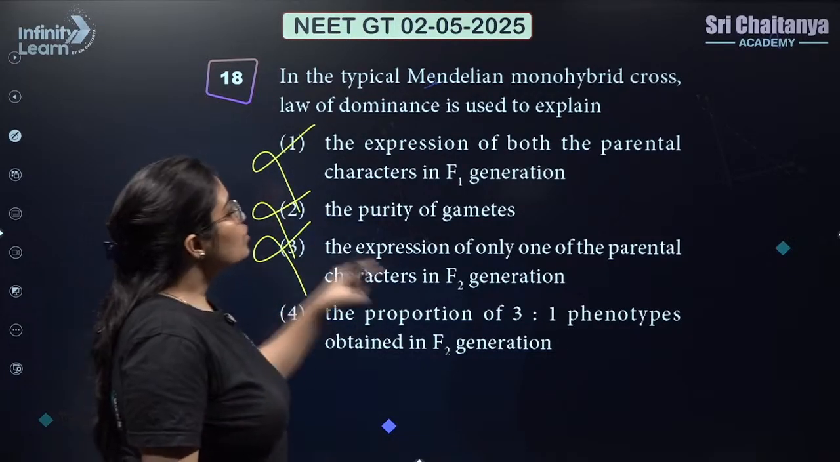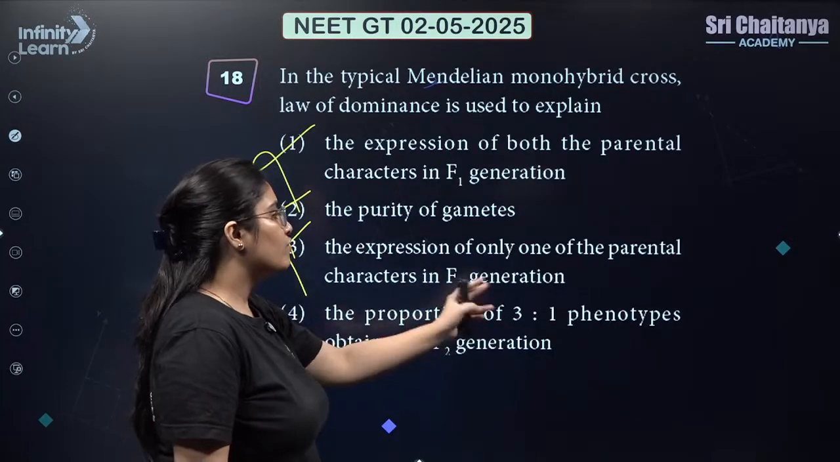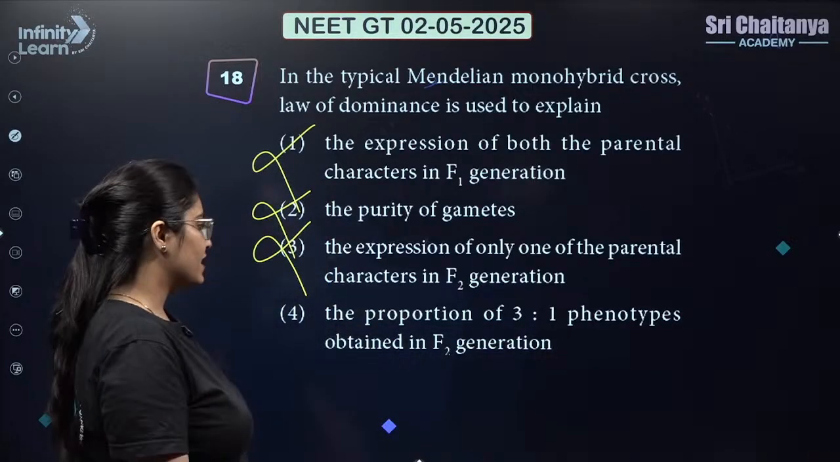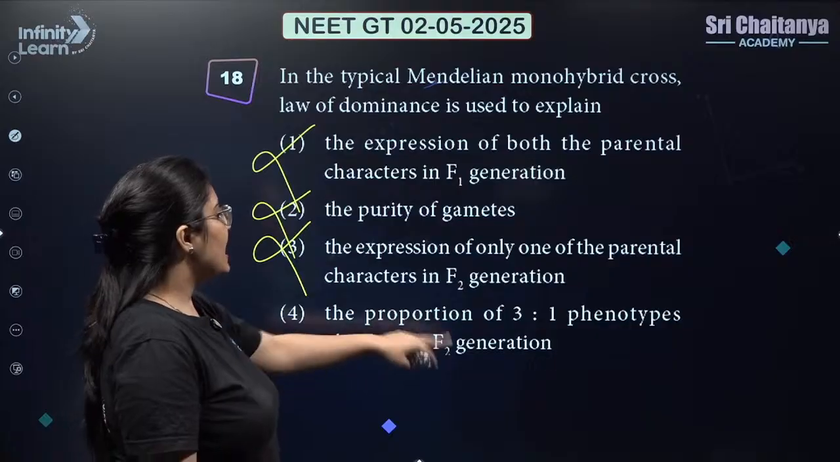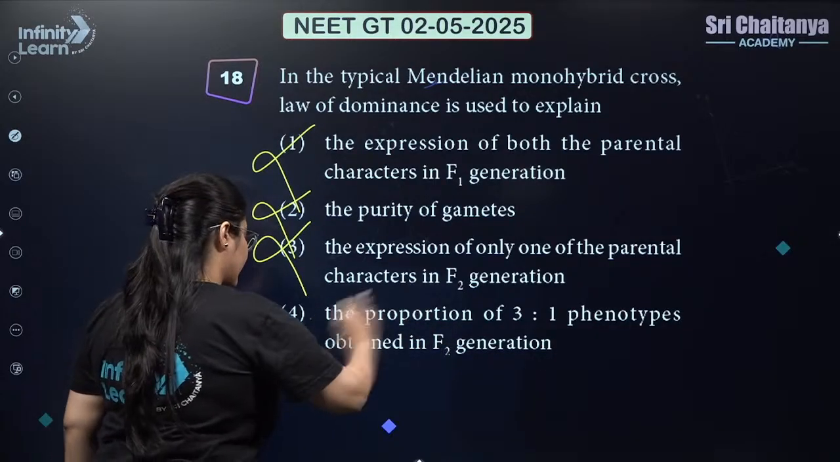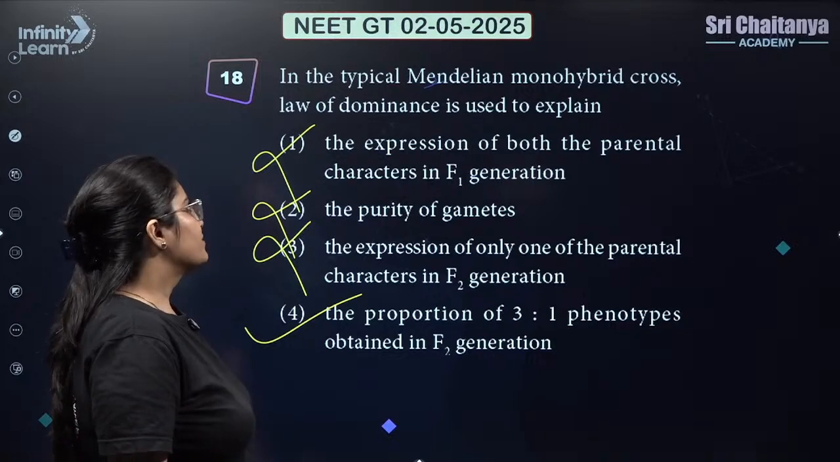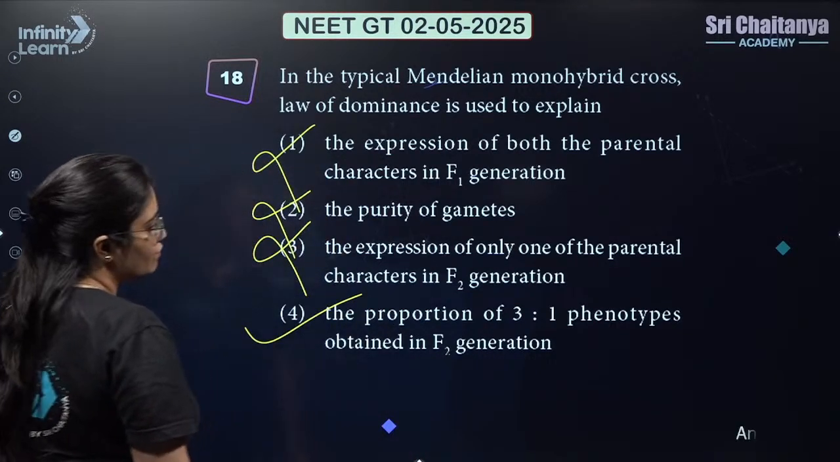The proportion of 3:1 phenotypes, that means 3 out of 4 were tall and 1 out of 4 was dwarf. Example, just an example I am taking. So, the proportion of 3:1 phenotypes obtained in F2 generation, absolutely correct, is explained by Mendel's law of dominance. Next, answer is 4.